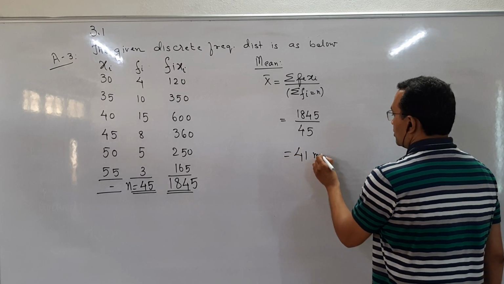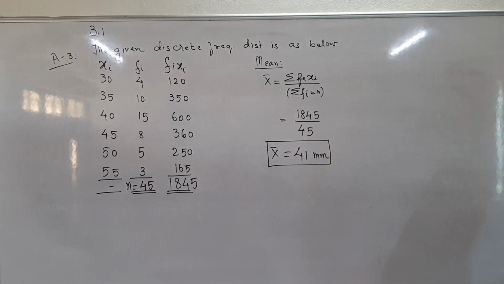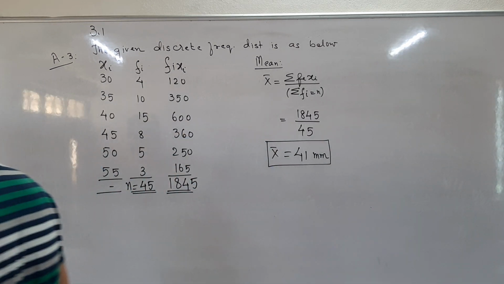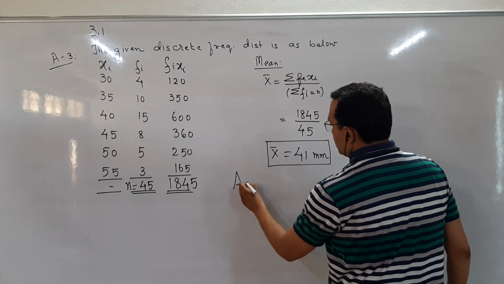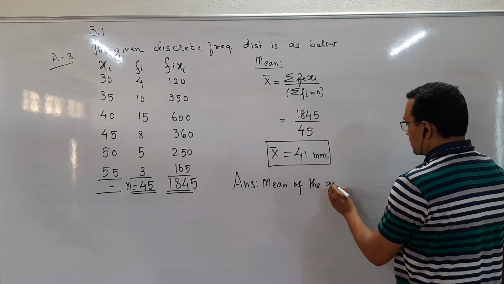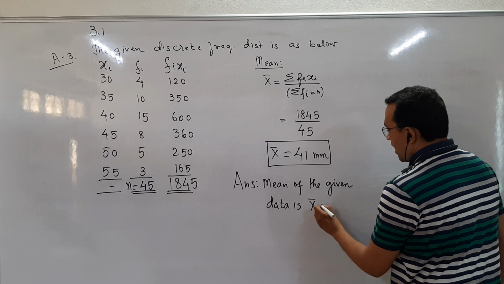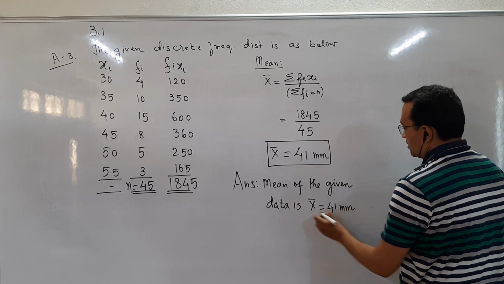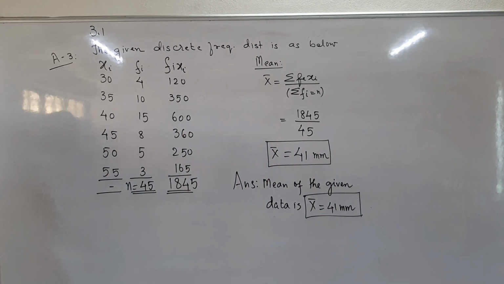Why millimeter? Because the data of x side, students, is given in terms of diameter of screw, which is given in millimeter. So finally, students, you have to write the answer. Mean of the given data is x bar is equal to 41 millimeter. This is, students, our final answer.